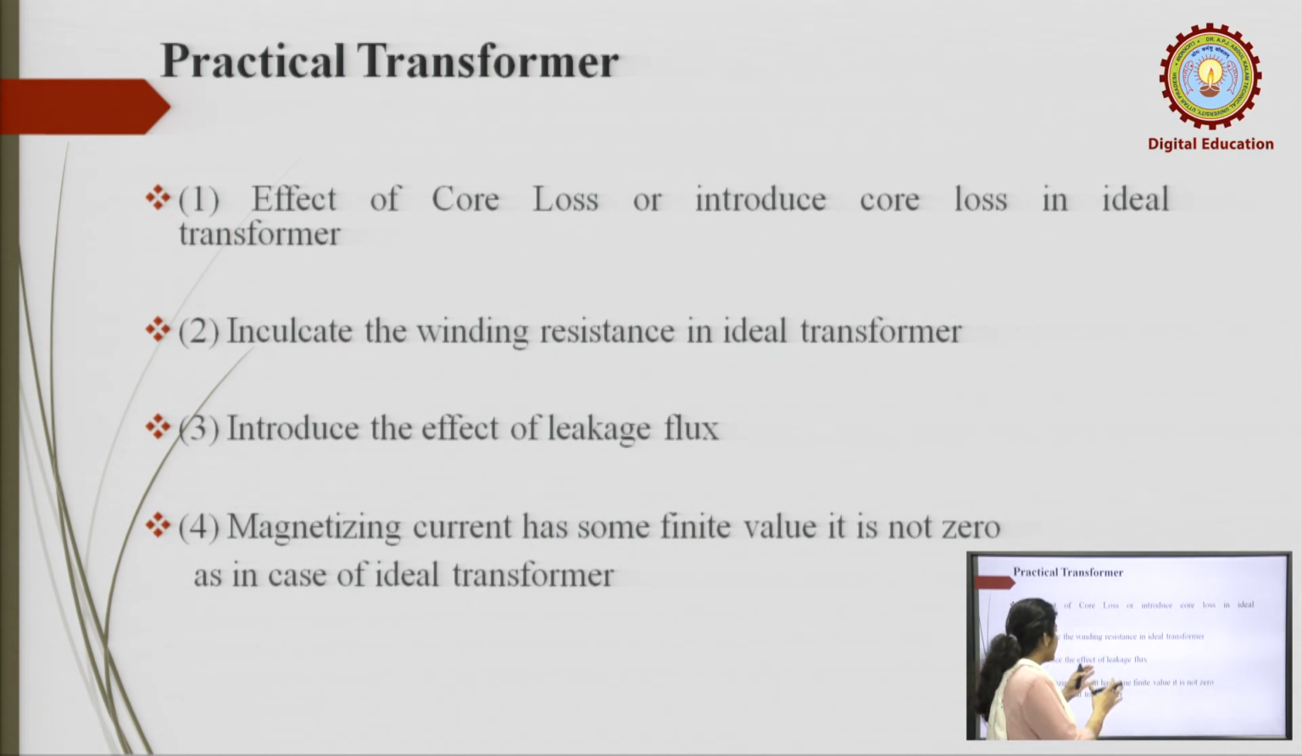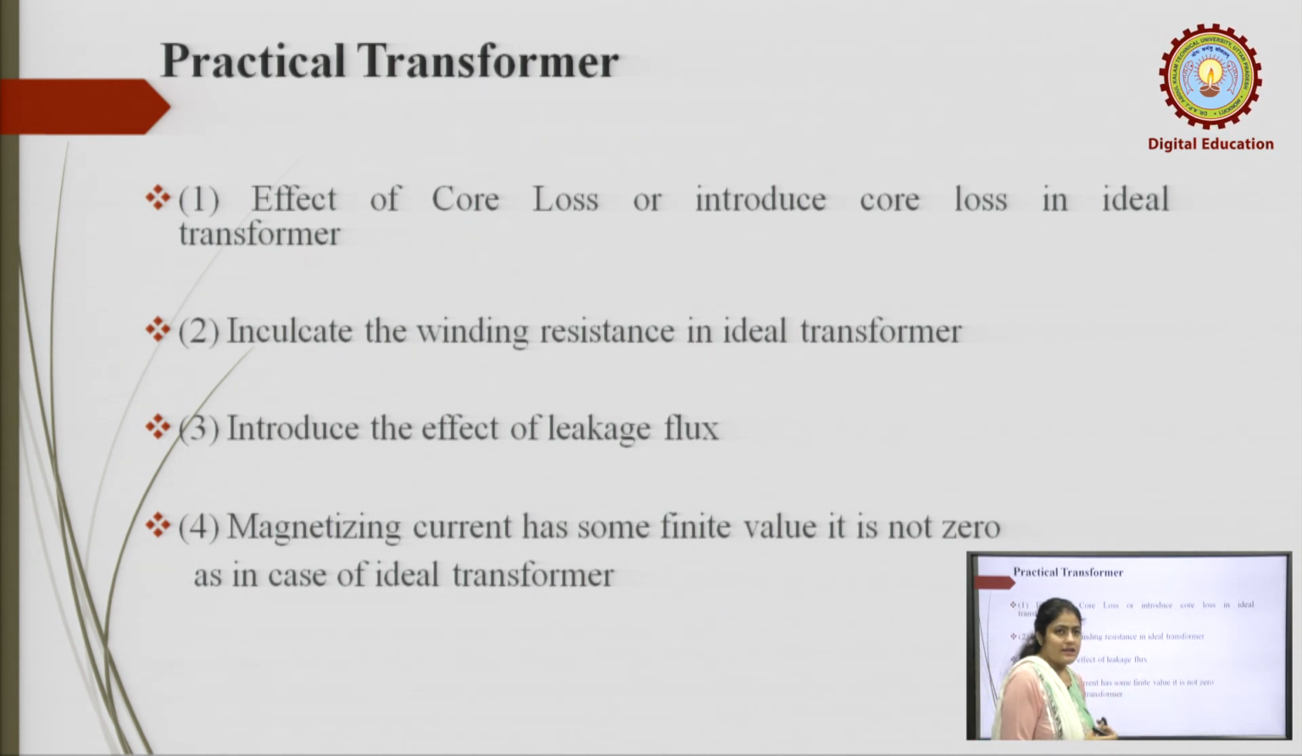And we incorporate the leakage flux into the ideal transformer, because previously we assumed that all the flux produced by the primary, when we apply the voltage on the primary side, is confined within the core, but in reality that does not happen. There is leakage flux: some leakage flux is present in the primary, and some leakage flux is linked to the secondary winding.